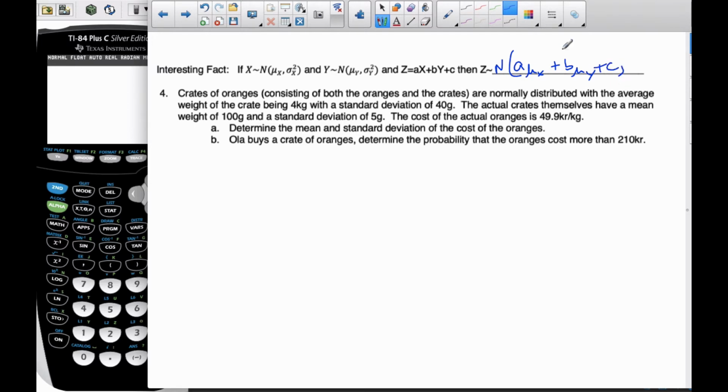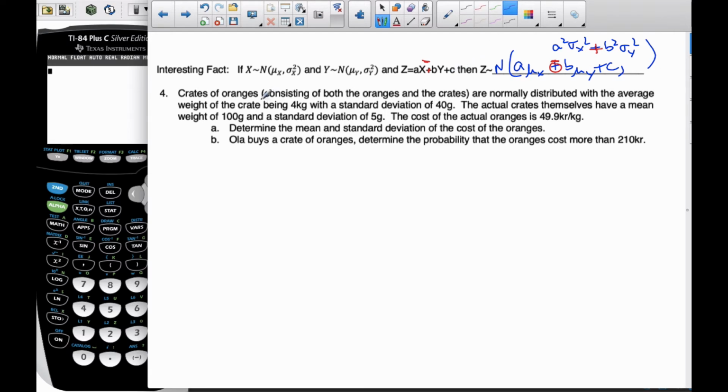And the variance is going to be a squared times the variance of X, plus b squared times the variance of Y, but no plus c because that's the shift. If this would have been subtracted, then this here would have been subtracted, but this still would have been adding, because we always add variances, but the mean or expected value can be added or subtracted. Okay, so that's just an interesting fact that you should know.